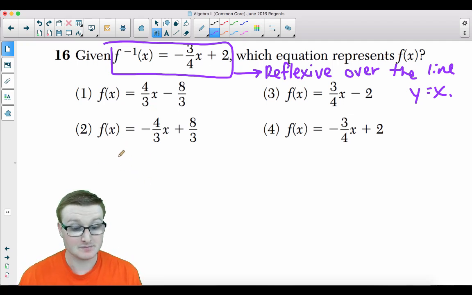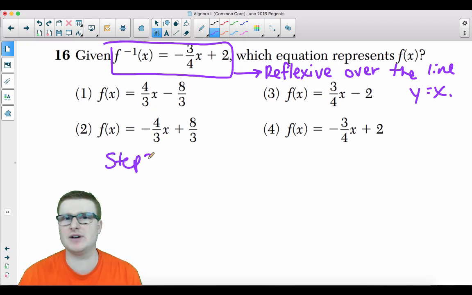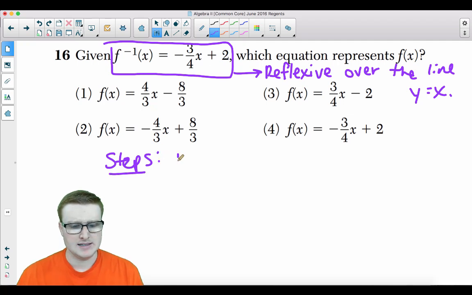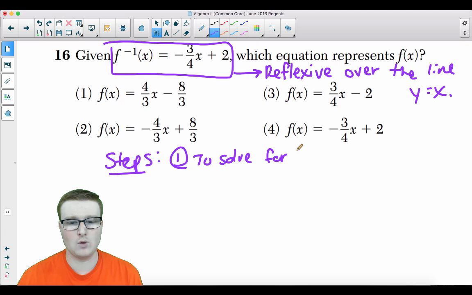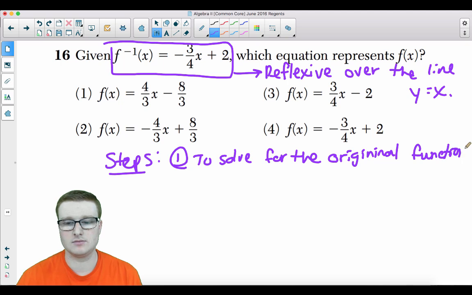Not a big deal. So here are your steps. I always like to write out steps. Step 1. To solve for the original function given the inverse.